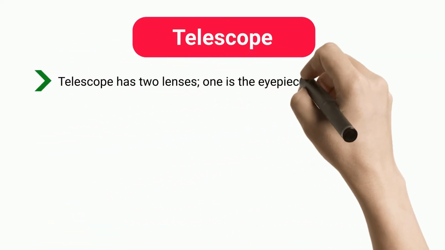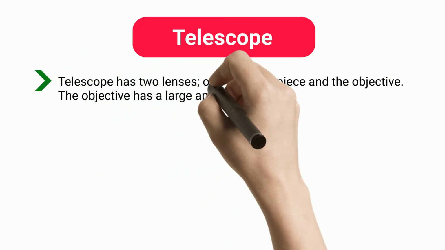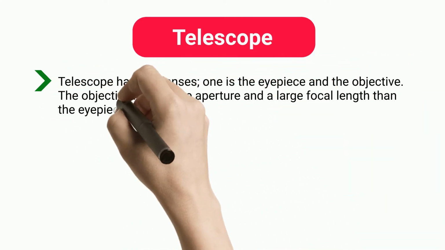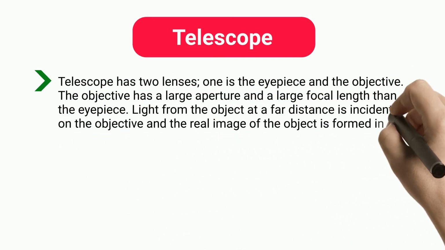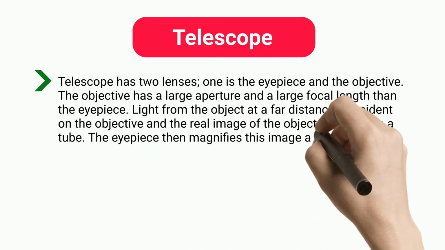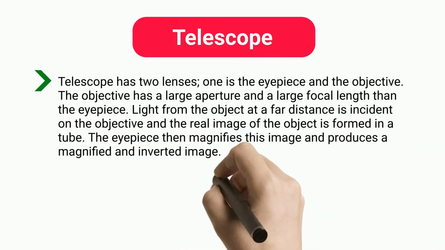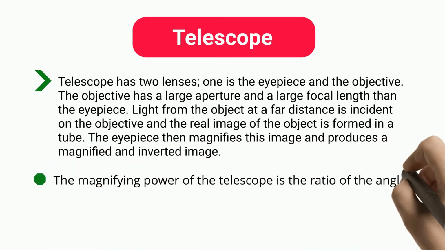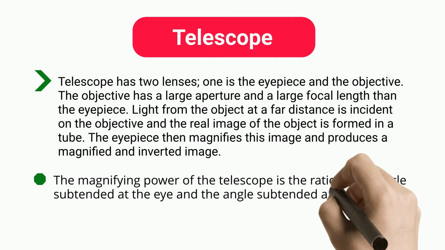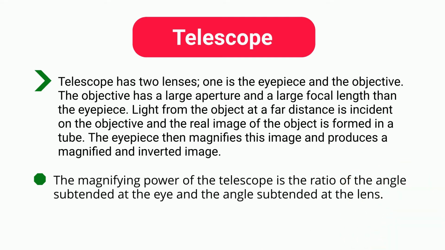Telescope. A telescope has two lenses, one is the eyepiece and the other the objective. The objective has a large aperture and a larger focal length than the eyepiece. Light from the object. The magnifying power of the telescope is the ratio of the angle subtended at the eye and the angle subtended at the lens.